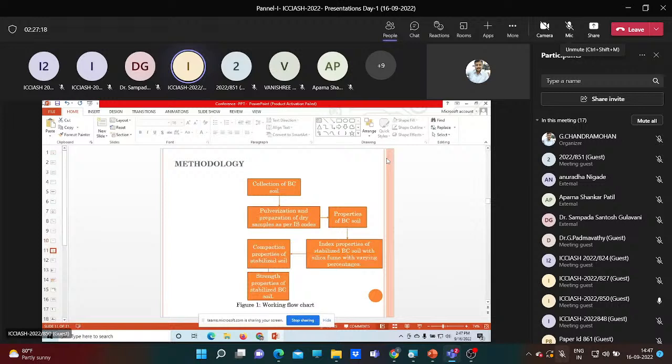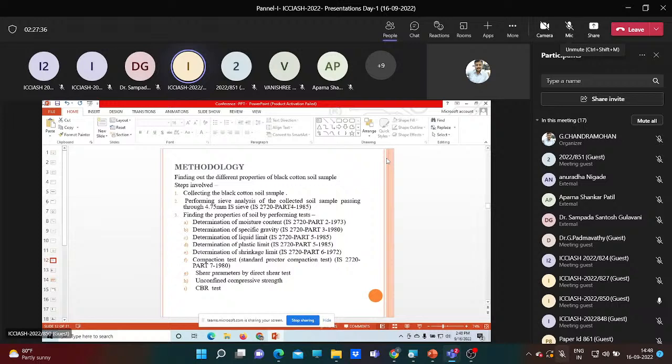So this is the methodology: collection of the BC soil from the local Belgavi region of Karnataka, pulverization and preparation of dry samples as per IS codes. Properties of BC soil were studied. Index properties of stabilized BC soil with silica fume with varying percentages, and the compaction and strength properties were studied. So this is the methodology. Different tests were carried out using the IS code procedures.